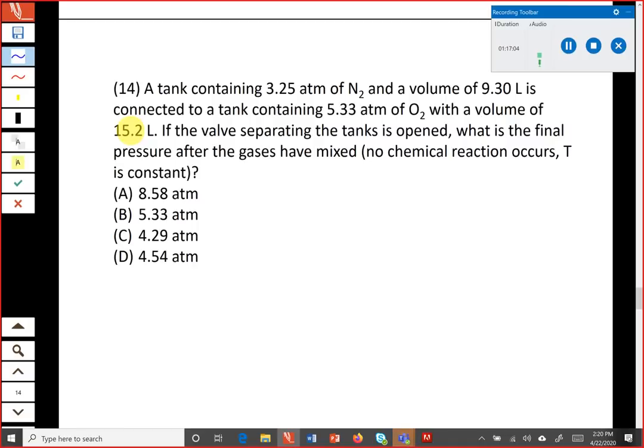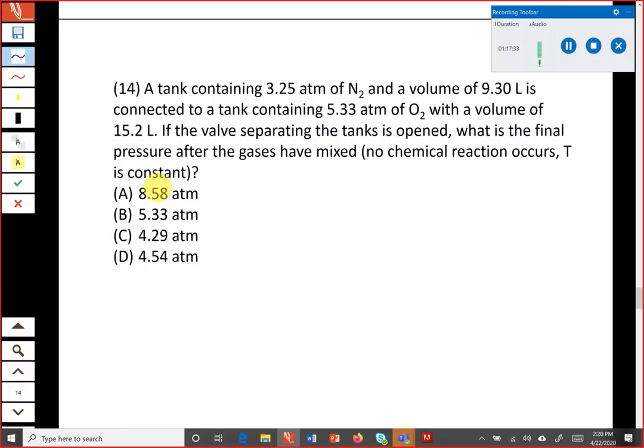This next one is also gas laws, but here we're dealing with a mixture of gases. We have a tank containing 3.25 atmospheres of nitrogen and a volume of 9.3 liters, and it's connected to another tank that has 5.33 atmospheres of oxygen with a volume of 15.2 liters. If we open the valve separating the tanks, which allows the gases to mix, what is the final pressure? No reaction is occurring, so we're just mixing the two gases together.